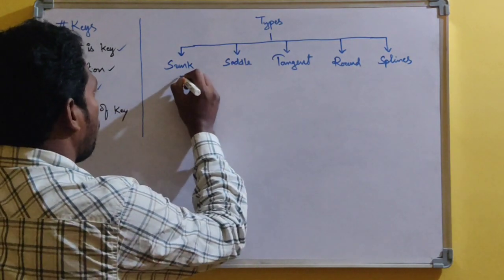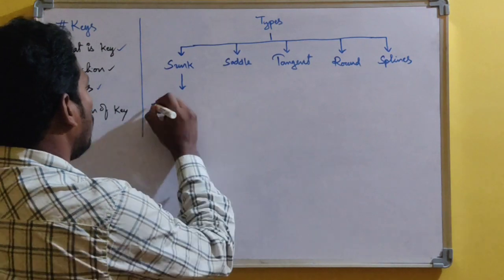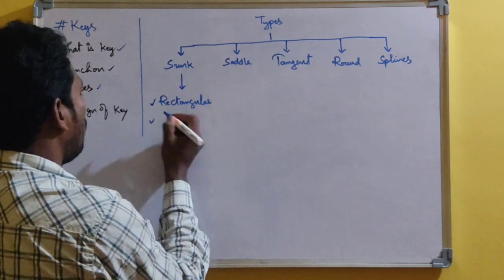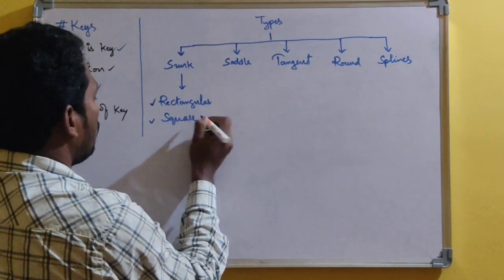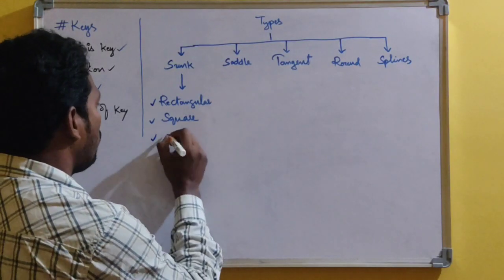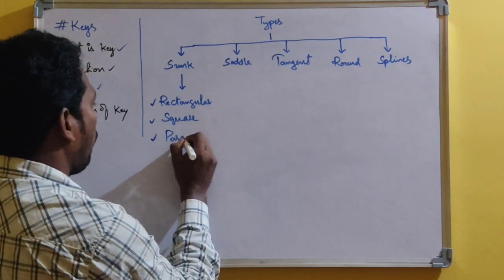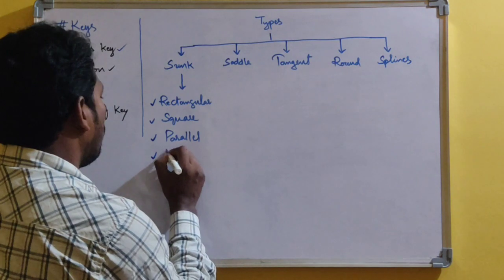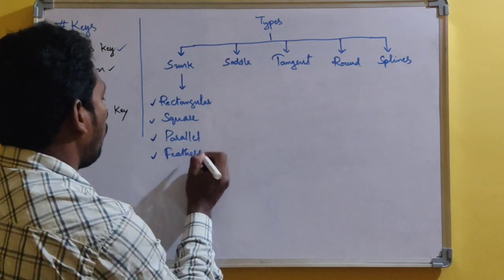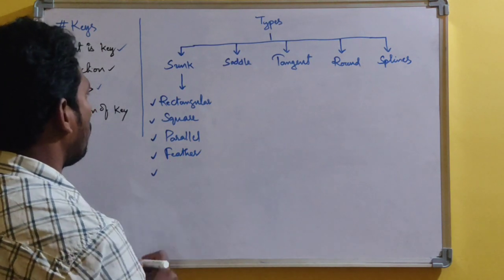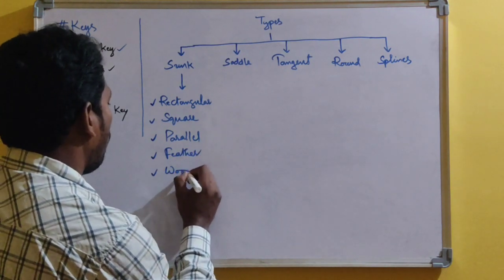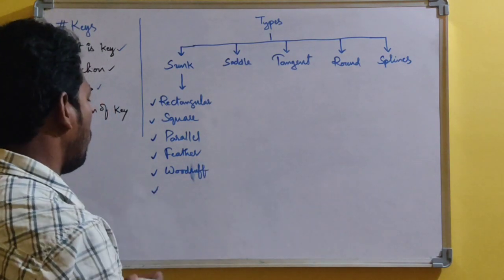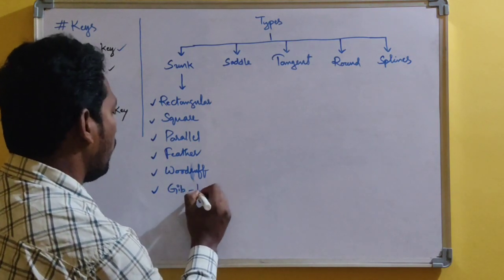Again, in the case of a sunk key, we have various types of keys. The first one is the rectangular key, the second one is the square key, the third one is the parallel key, the fourth one is the feather key, the fifth one is the woodruff key, and the last one is the gib head key.